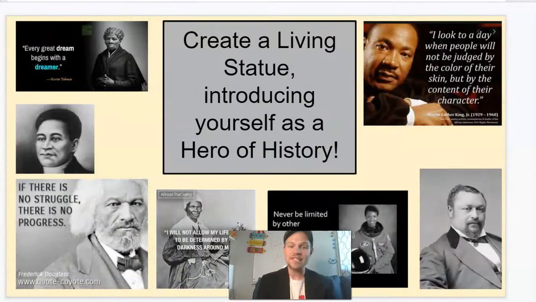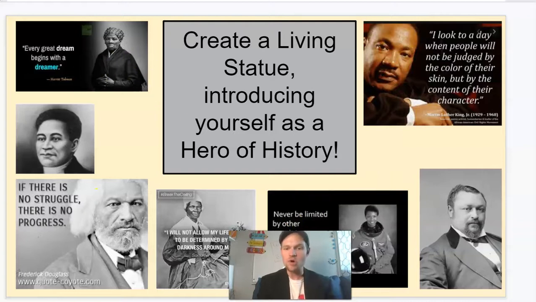That was Crispus Attucks. He was a hero of history, somebody who had great character, and history remembers him for doing something special. That's what you are going to do. You are going to create and introduce yourself as a hero of history. That is a living statue. Pretend that you are actually that person. That's what we're going to do.